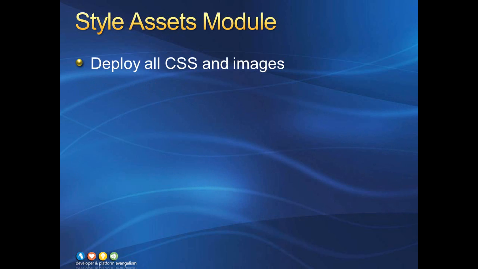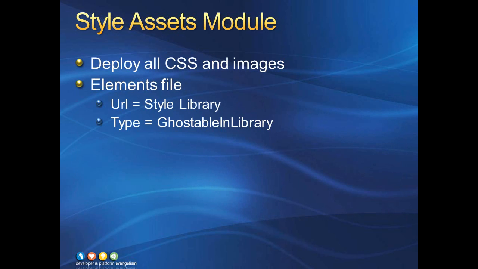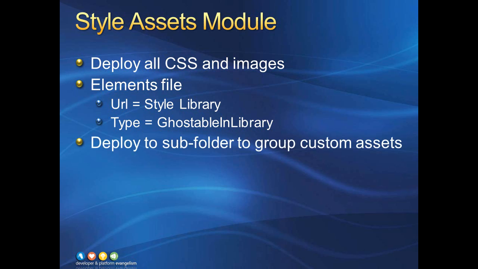A style assets module will be used to deploy all CSS and images. There, the elements file would have a URL set to deploy to the style library. Files would be marked with the Ghostable and Library attribute to indicate that the files should be treated as uncustomized when deployed. You should always deploy to a subfolder to group your custom assets together.